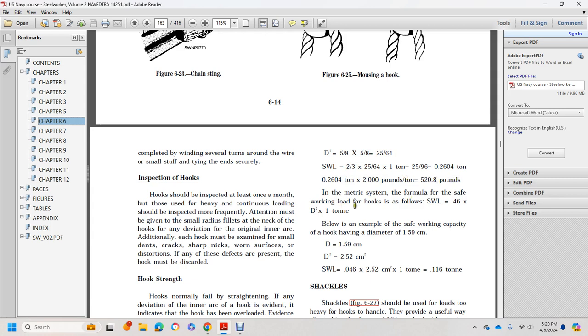Metric system formula for safe working load of hooks: the safe working load is 0.46 times the diameter squared times 1 ton. Below is an example: find the safe working capacity of a hook with a diameter of 1/5 of an inch.